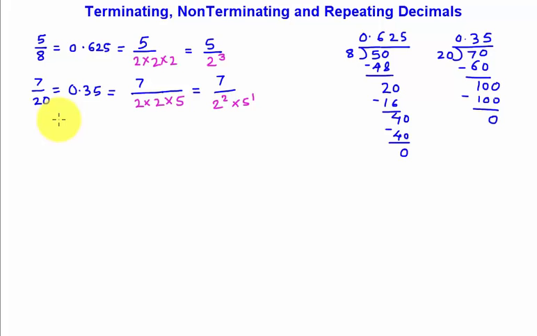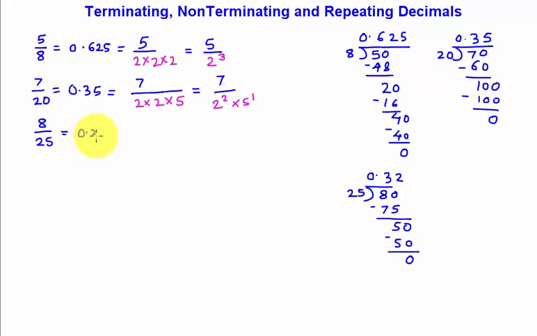Let's take one more example, 8 by 25. We'll carry out the actual division for 8 by 25. Here 25 is the divisor and 8 is the dividend. We have to take the decimal. 25 3s are 75. 5 is the remainder, so 50. So 25 2s are 50. Now at this stage we got 0 as the remainder. So we can write the decimal representation of 8 by 25 as 0.32. As the remainder is 0, it is a terminating decimal.